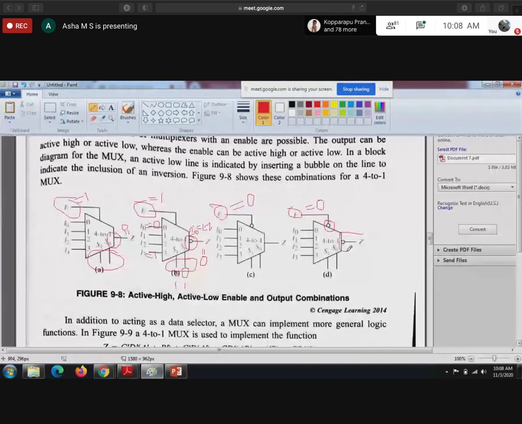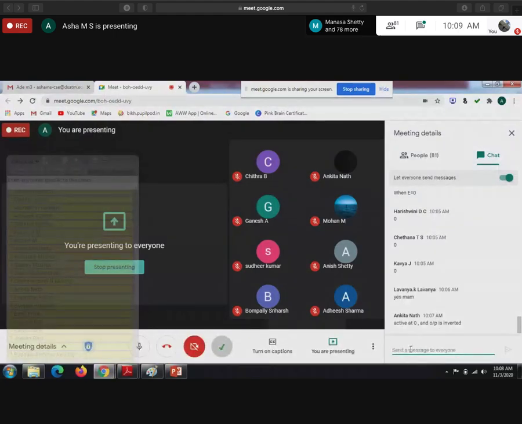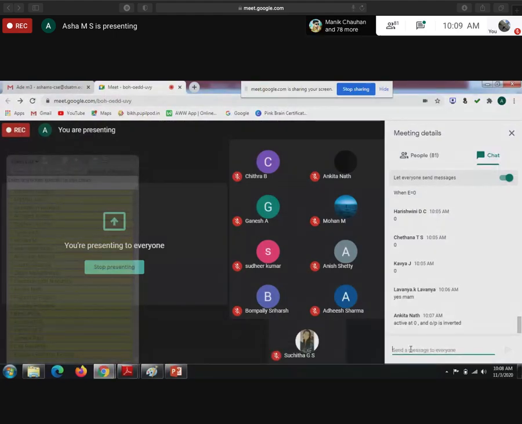Look at the output side. It is inverted. Whatever data input is selected will be inverted at the output side. You should know this when we do PLA and PAL, and even the demultiplexer. If inputs are inverted, what will happen? If output is inverted, what will happen? Is this clear? Any doubts in this?